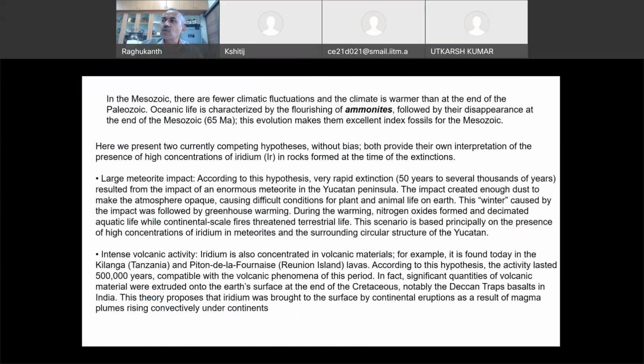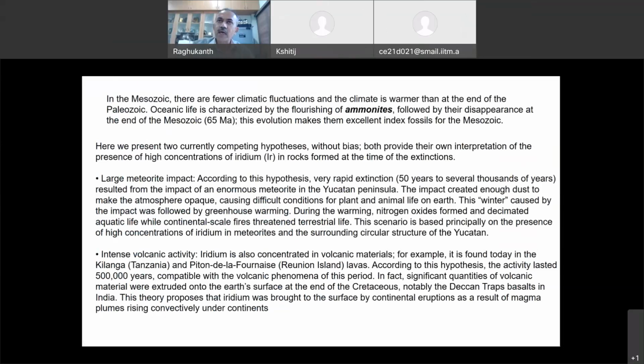Our Deccan Traps also belong to the same time. So they say that there was a huge volcanism all over the earth. So that was the reason why these dinosaurs or whatever vanished around our earth itself. So the reason for this is iridium actually. Okay, so this was the element they found out at the time of extinction. They said meteorites also have a lot of iridium basically. Then volcanic activity also, they found this element. So now whether this or this, we are unable to conclude. There are a lot of papers published on the first hypothesis, and also papers published on the second hypothesis.